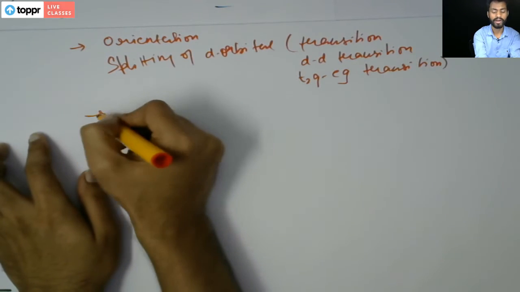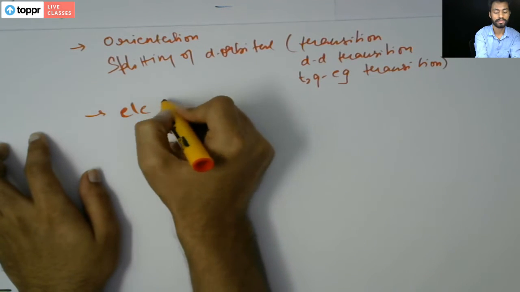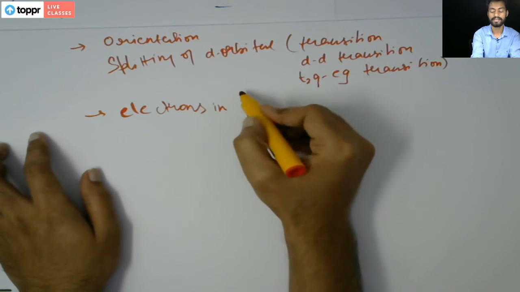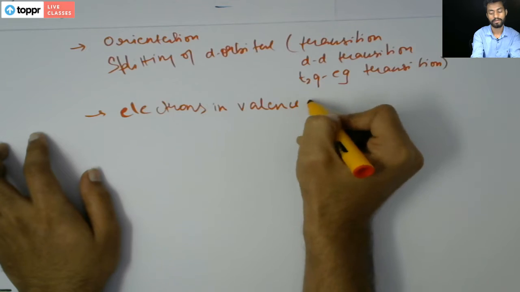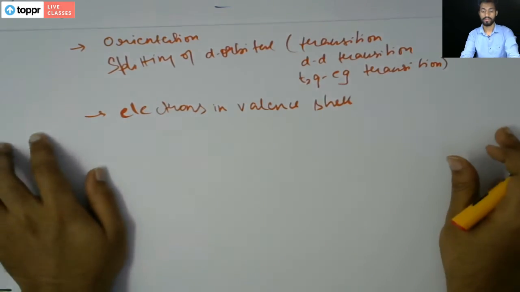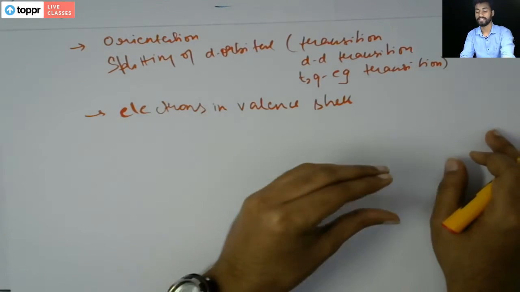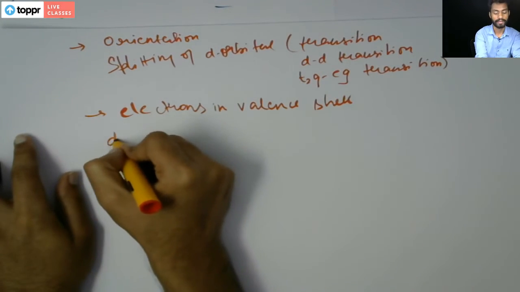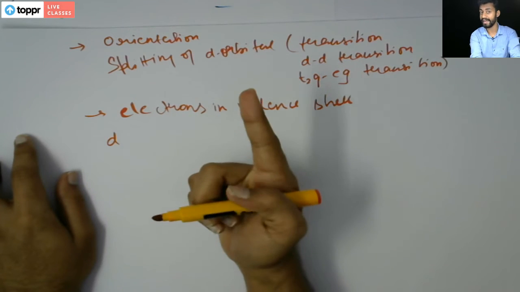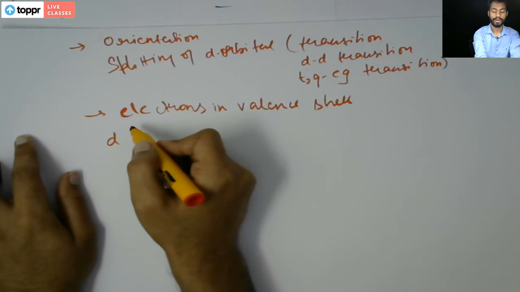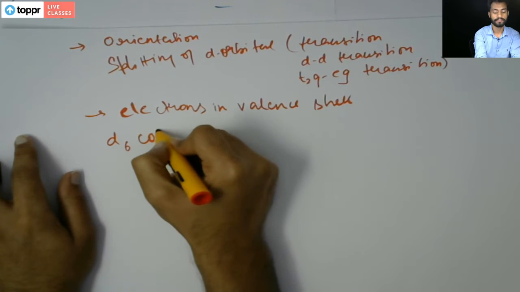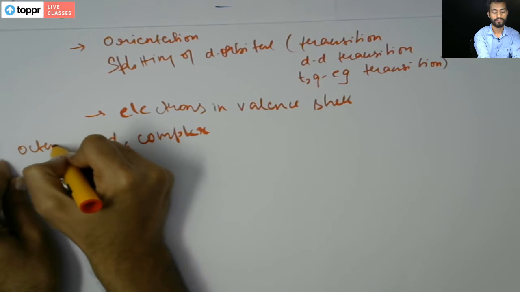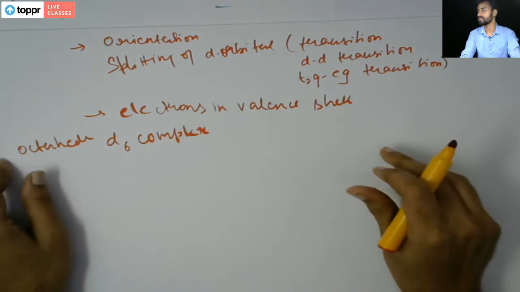Okay, next point was electrons in valence shell. As we have seen for d4, we will observe now for d6. And one more thing was there, pairing energy, don't forget that. So let's see for an octahedral d6 complex.